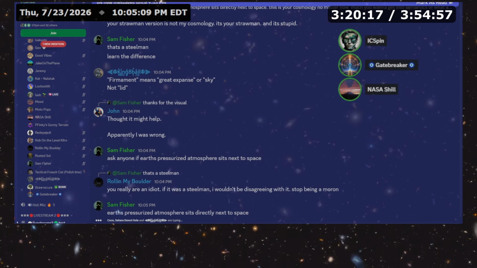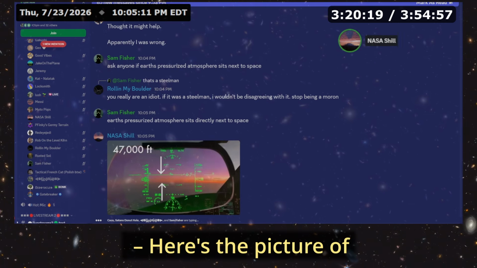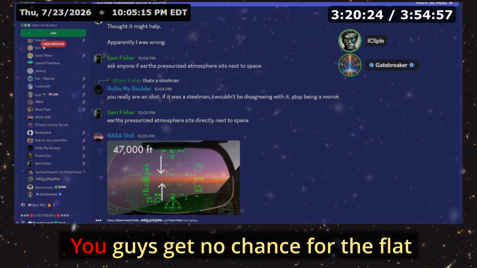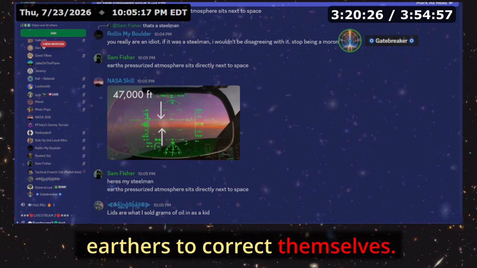Well, no, that's not the point. Here's a picture of the horizon below eye level. There you go. Yeah, yeah. We can talk about that in a sec. You give no chance for the flat earthers to correct themselves. Look right here. Here's a picture.